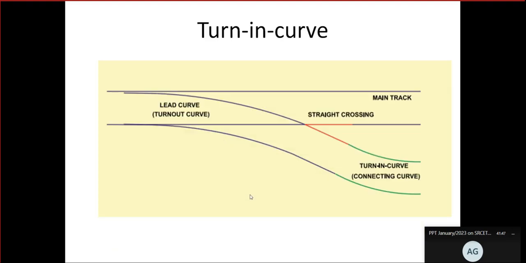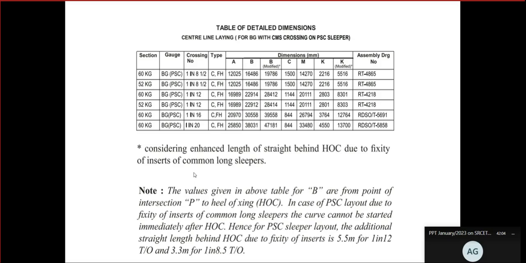Something about turnout curve, just for explanation. When any vehicle is coming from the main line, when the train is turning out, it's called a turnout. After that, when it is turning in with reference to the main track, turning in is called a turning curve or connecting curve.